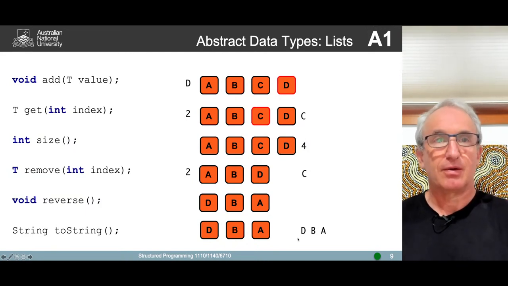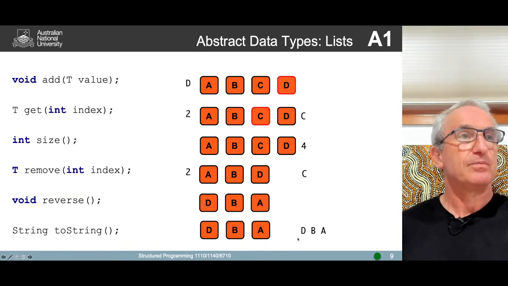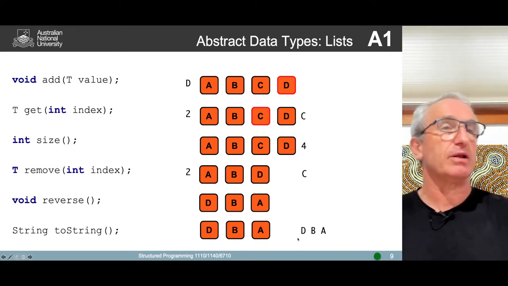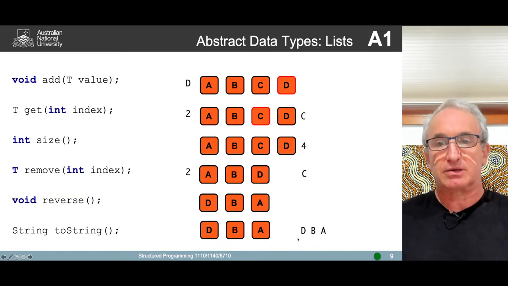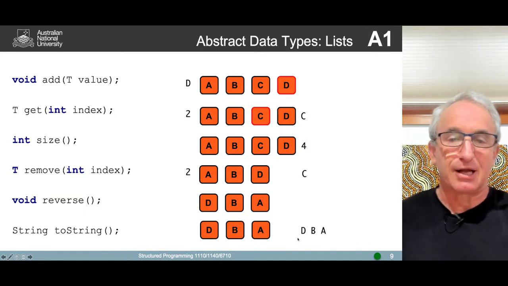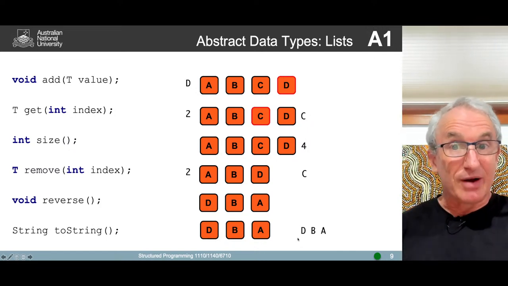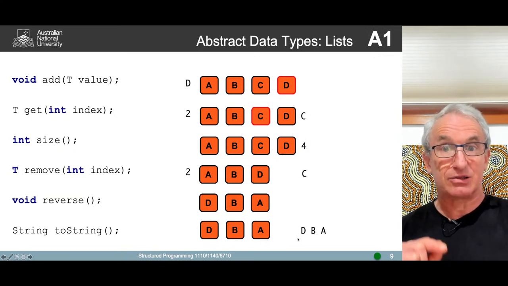Oh, I got one from Joshua. A positive is that an array list can expand and contract. Yeah, an array list can expand and contract. That's a great point. But can a linked list expand and contract? I think the answer to that is a rhetorical question. The answer is yes, a linked list can. And in fact, array lists are actually harder to expand and contract than linked lists.